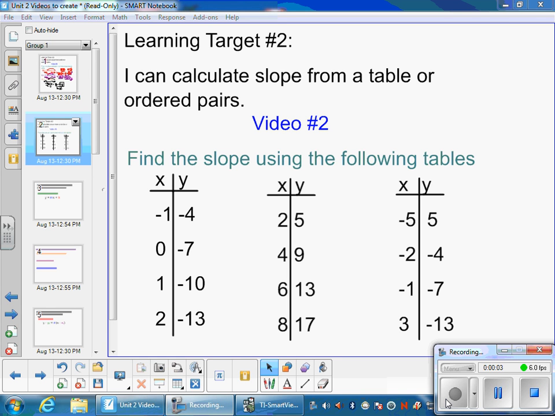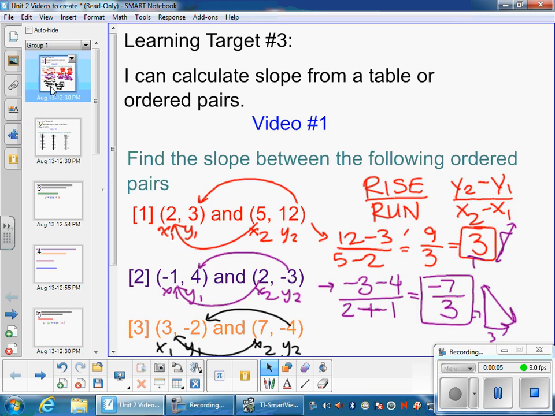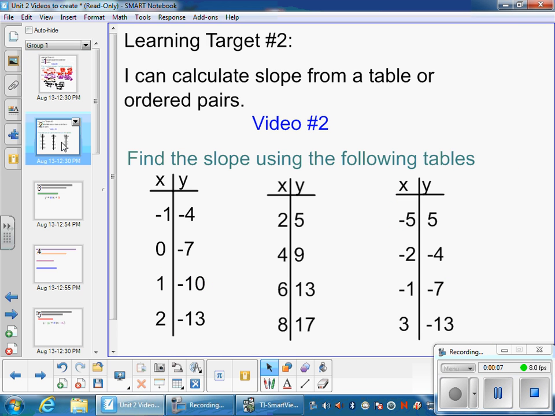We're going to move on to learning target number, oops, is that the learning target? Did I copy it wrong? This might be learning target number 2, I believe. And I can calculate slope from a table or ordered pairs. So today's focus is going to be on tables.